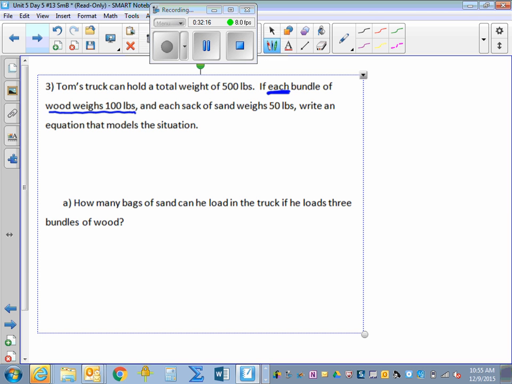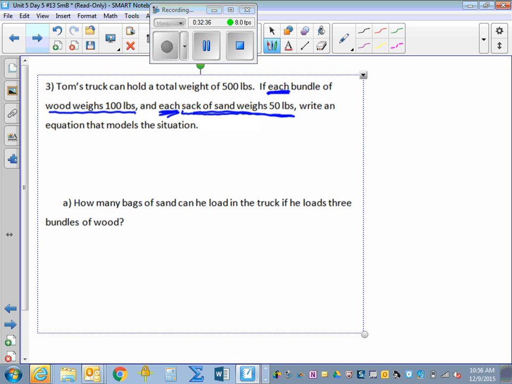What else do we have? Not just wood, but what else? Good, we also have sand. So we also have sacks of sand, and it says each one. So again, we're going to have to multiply here.